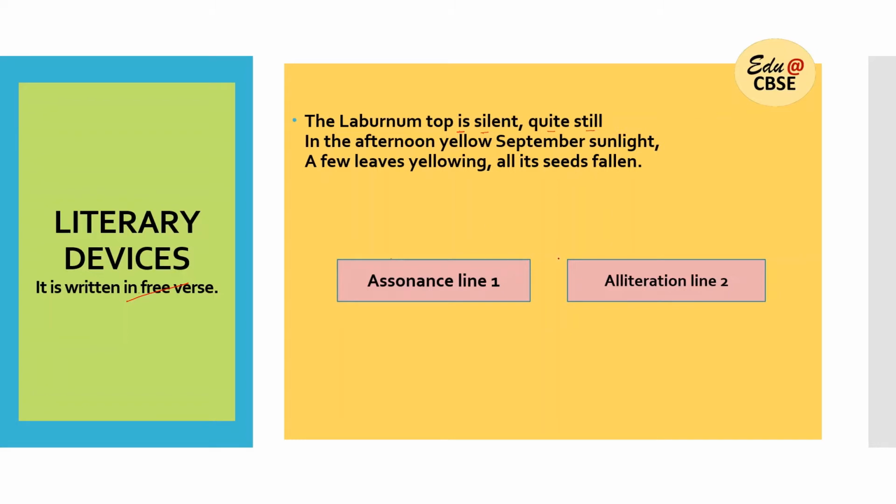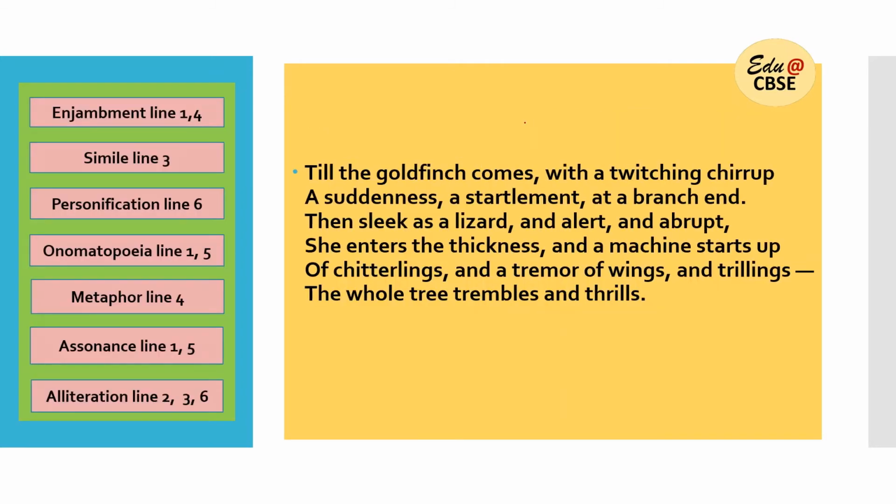Now, then alliteration in line 2. So, here we have September and sunlight. And here in line 1, it can be silent and still. So, this is also the S sound repeating, and this is alliteration. Now moving on. Next stanza. So till the goldfinch comes with a twitching chirrup. So enjambment in line 1 and 4.